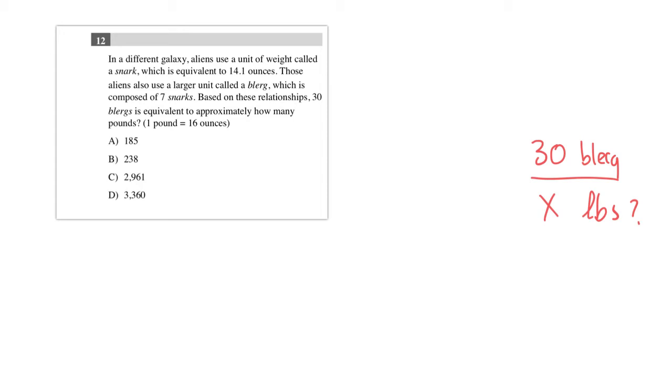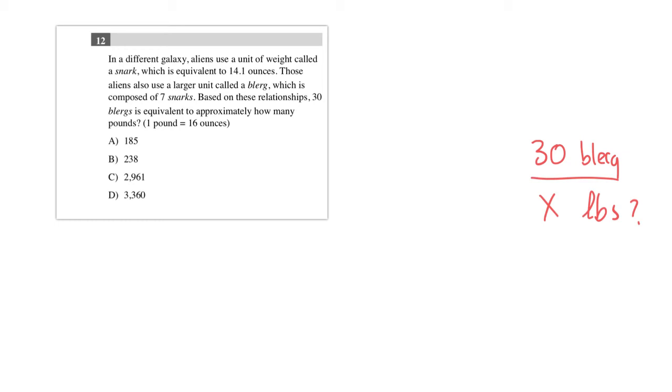So let's just recognize, of course, it's a weird problem. I mean, they're giving you weird concepts that you've never heard before. They're making up stuff. But it's important to really focus on the final question. And the final question is just asking, okay, 30 of these is equivalent to how many pounds? That gives you a sense of what proportion to set up. Clearly, we're going to be dealing with blurgs over pounds.